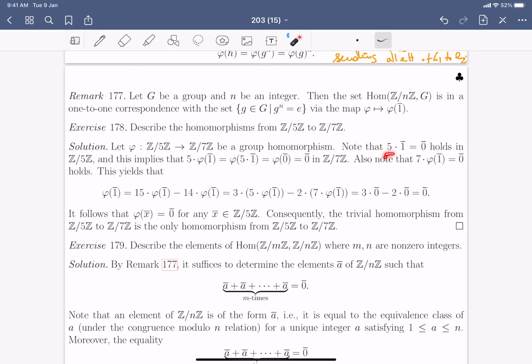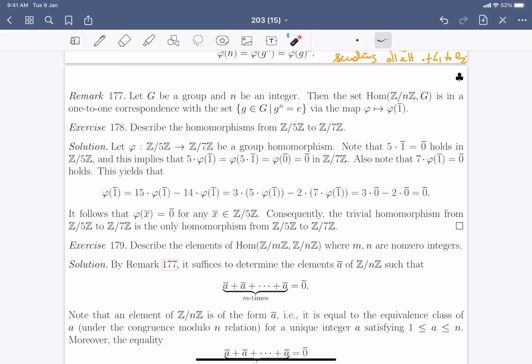Here we wrote that 5 times 1 bar is 0 bar. This holds in Z mod 5Z. Once you write an equality and indicate where it holds, then there is no room for confusion. Certainly you know that 5 times 1 bar is not 0 inside Z mod 7Z. That's a separate story. But if we just say that this is 0, there is certain room for confusion, and it's our responsibility to make sure that there is no room for confusion. So we need to say that this equality holds inside the group Z mod 5Z.